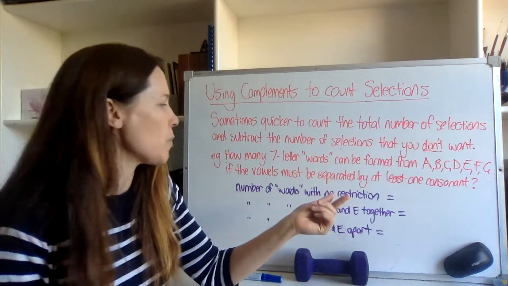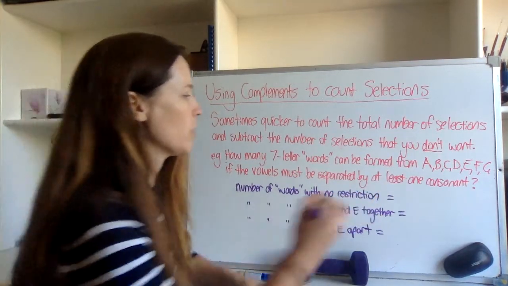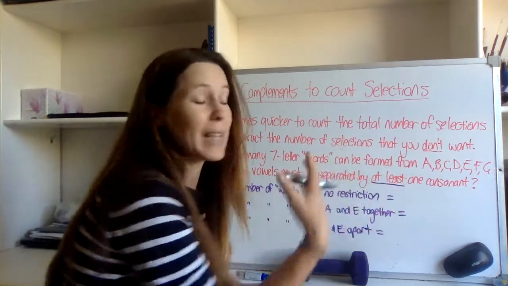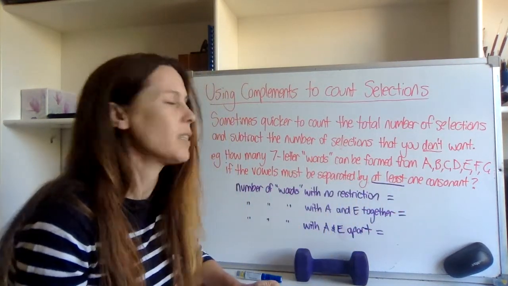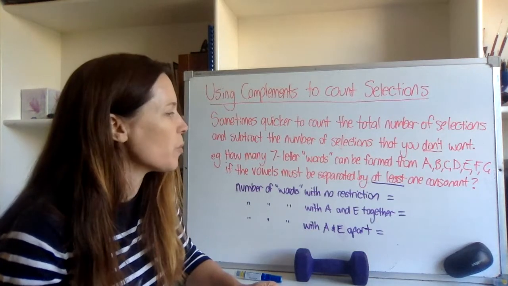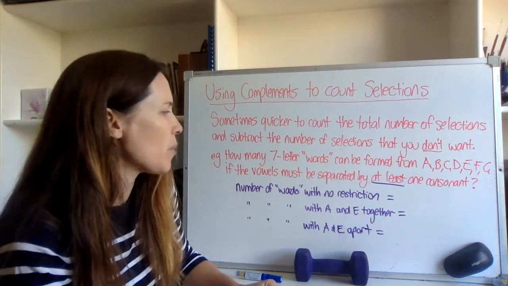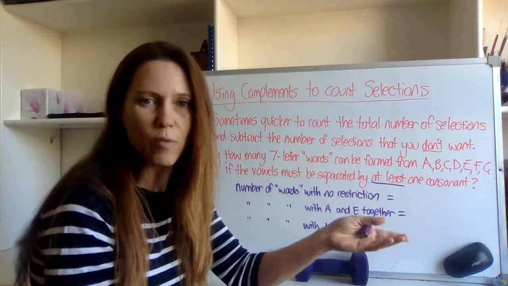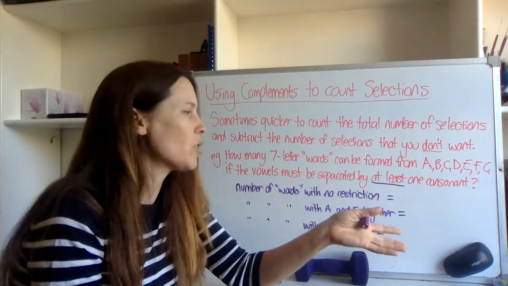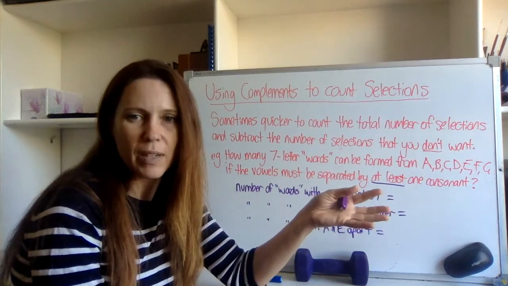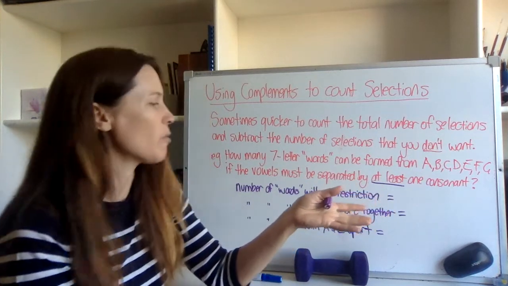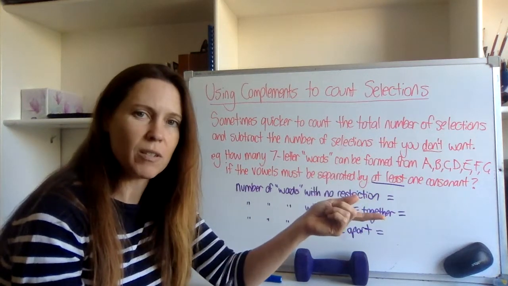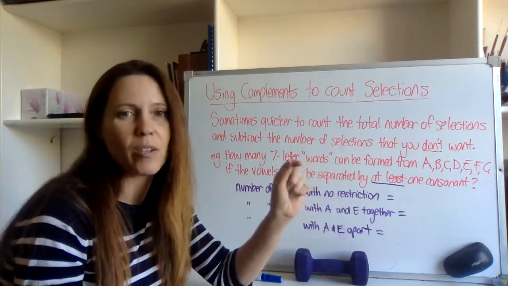So if the vowels have to be separated by at least 1 consonant, and remember in our probability unit that phrase at least was often a good trigger to tell us that complements might be helpful. Well, if they can be separated by at least 1 consonant, they could be separated by 1, 2, 3, 4, or 5 consonants. So to work out all of those 5 different scenarios and add them all together is quite a bit of work. What's the opposite of being separated by at least 1 consonant? Not being separated by any consonants at all.